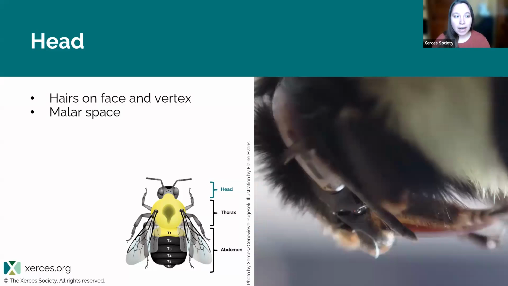The next thing I like to look at is what is called the malar space of the bumblebee's face. This is just a fancy word for cheek. The different bumblebee species have different lengths of cheeks. Some bumblebees have a really long cheek, some have a shorter cheek, and some have a moderately lengthed cheek. The example you see here has a moderate length cheek. The length of the cheek is approximately the same size as the width of the cheek.